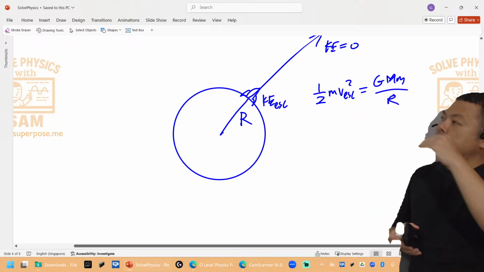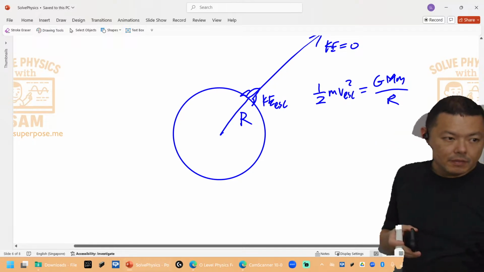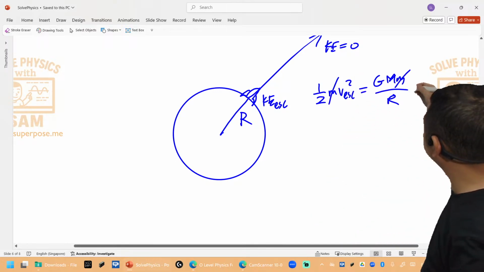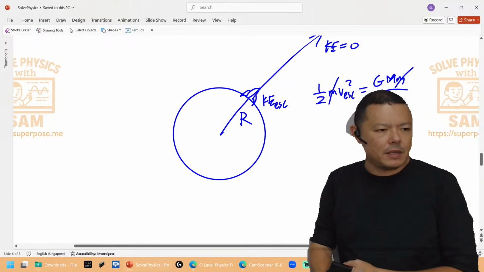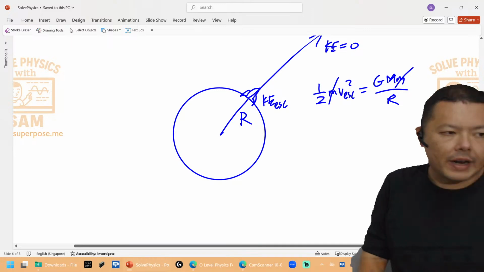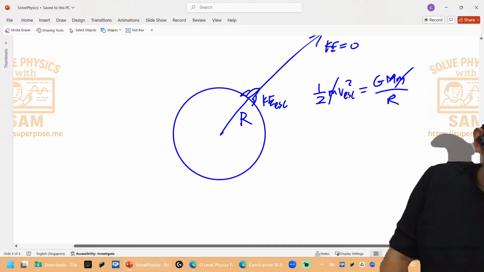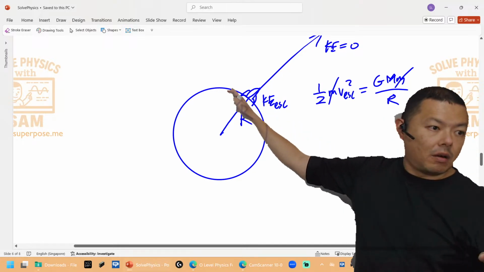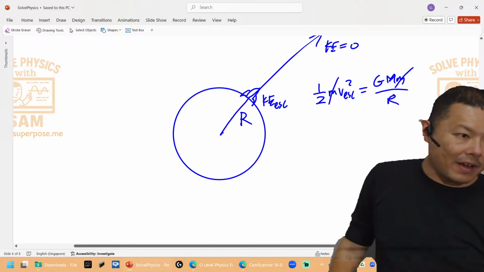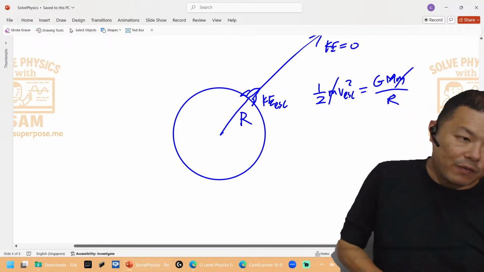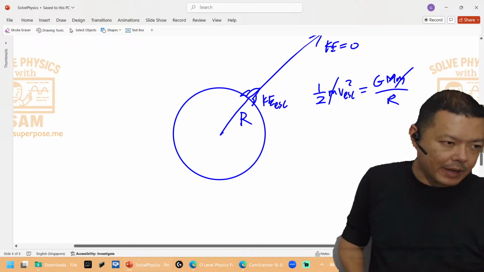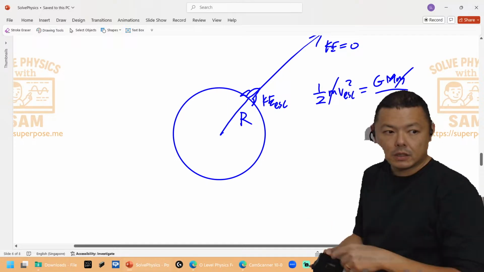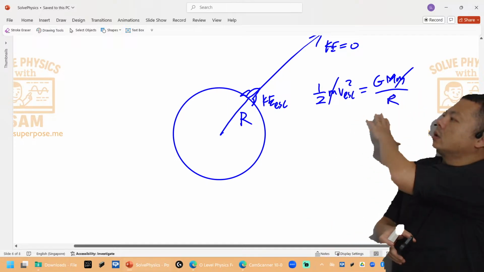What happens if you calculate the escape speed? Do you understand that the small m cancels off? What does that mean? Correct. That means any rocket that you have, bigger rocket, smaller rocket, molecule, for a given planet, all of them have the same escape speed. They will need different escape KE, but they will all have the same escape speed. Correct or not? Okay, good.